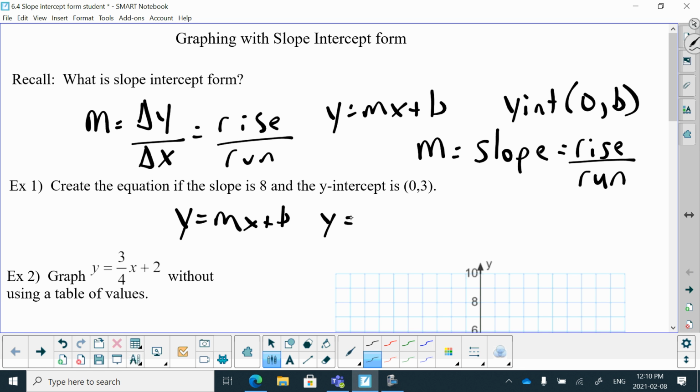y is equal to 0, or wait, what's the slope? 8. What's the y-intercept? 0 and 3. So what number are we going to use? 3. Yeah. That's it? That's all we have to do? Yes. Questions there? You get that?